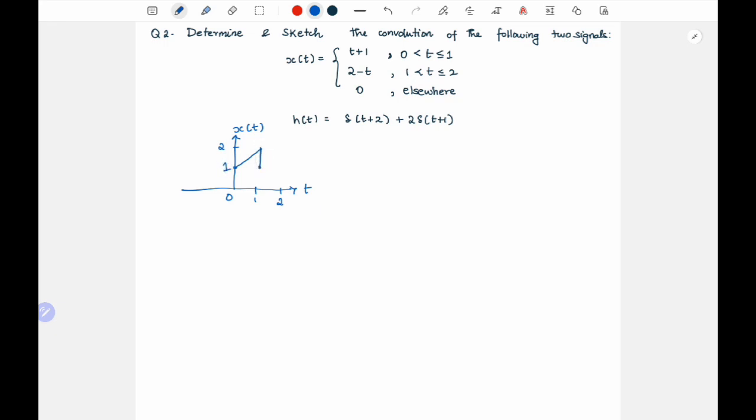So there is actually a discontinuity here. And then at 2, 2 minus 2 we get 0. And it has a slope of minus 1. So it drops linearly to 0. And then it is 0 everywhere else. So this is the function.